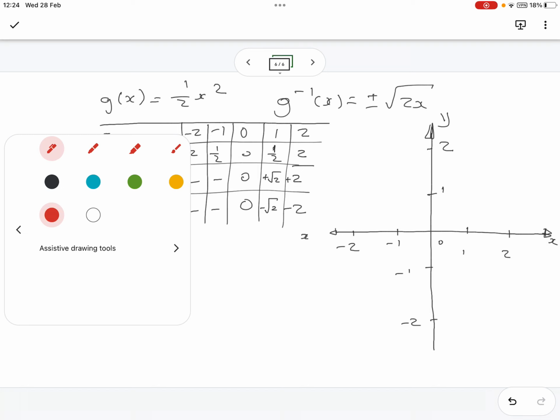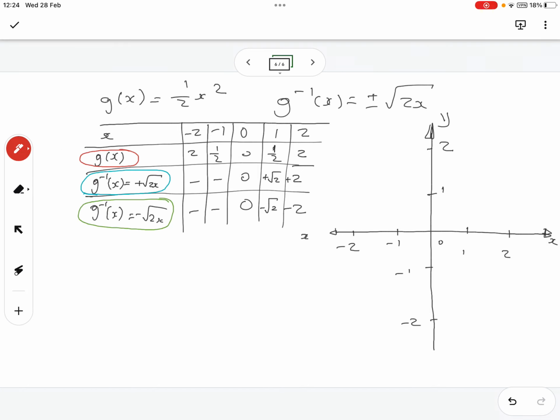So our red graph, what are our points again? For x is negative 2, g of negative 2 is equal to 2, so it maps to 2. And that point is negative 2, 2. And then for negative 1, we map to a half. So somewhere in the middle there's a half. So we'll have negative 1, a half, and then 0, 0. I'll just leave it at that for now. We'll fill it in when we're done.